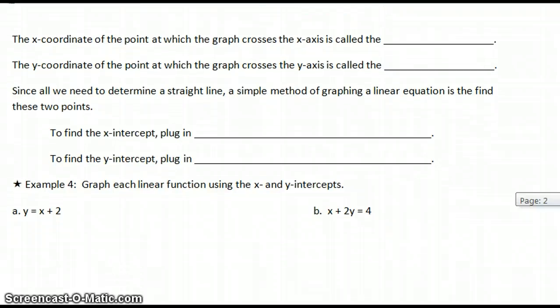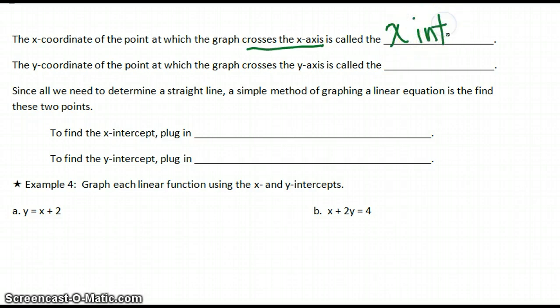All right. On an XY coordinate plane, the x-coordinate of a point at which the graph crosses the x-axis. It catches the x-axis. In football, if you catch the ball and it was intended for the other team, it's called a what? Interception. Okay. Well, when we catch the x-axis, it's called an intercept. The x-intercept is where a line catches the x-axis or crosses the x-axis.